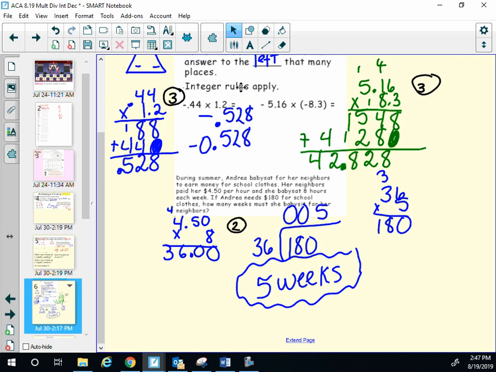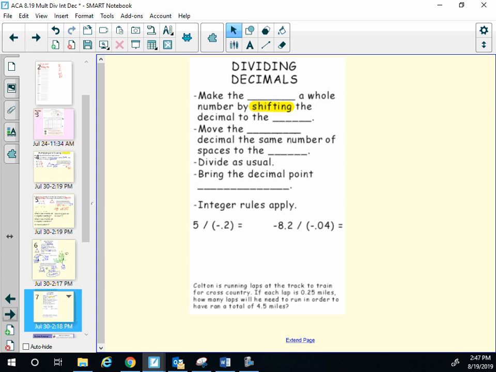Questions? On your paper, the other side is called dividing the decimals. Again, this is just to reveal what we've seen in previous years. So let's take a few notes. We're going to make the divisor a whole number by shifting the decimal to the right.